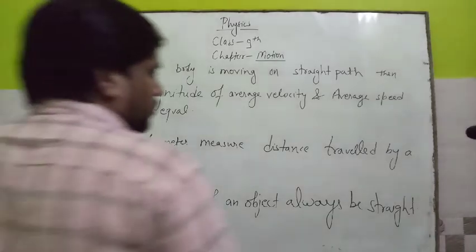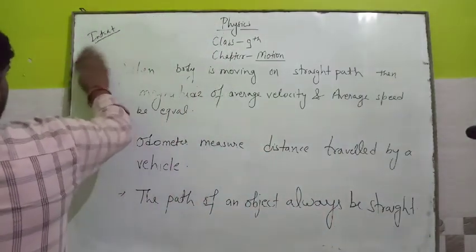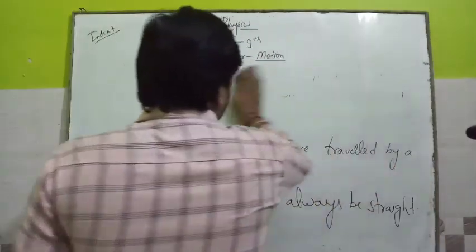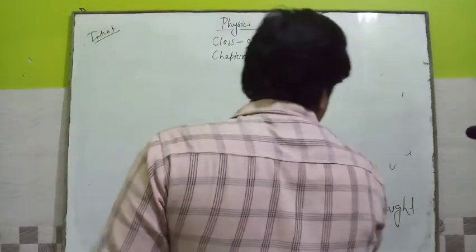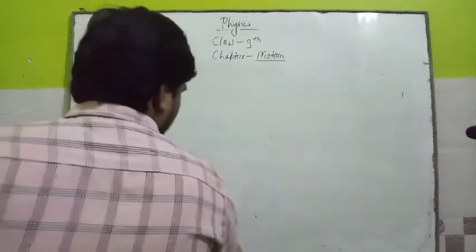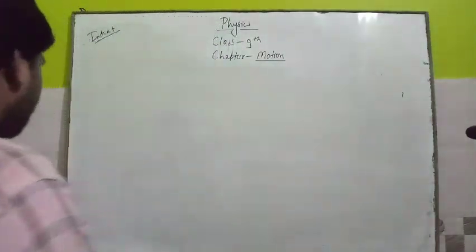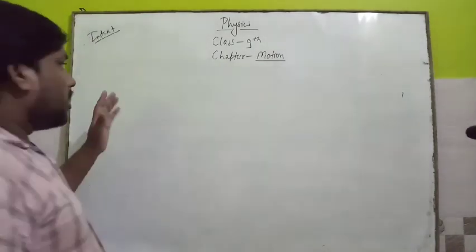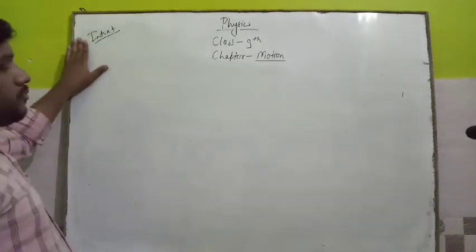Okay class, now we will discuss the next question which is given in your book. That is the intext question, question number 5. See this question carefully. Read the question carefully, then you can understand it. First you understand what the question says.